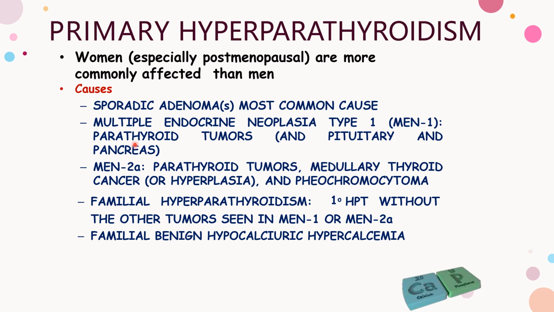In type 1, we have parathyroid tumors along with pituitary and pancreas tumors. In type 2A, we have parathyroid tumors along with thyroid tumors and pheochromocytoma, which is an adrenal medullary tumor. And familial benign hypocalciuric hypercalcemia. So these two are the familial types of hyperparathyroidism. One is sporadic adenoma, then the other is MEN type 1 and 2A, and the other two are familial hyperparathyroidism.